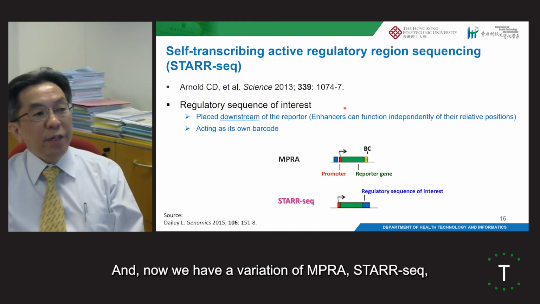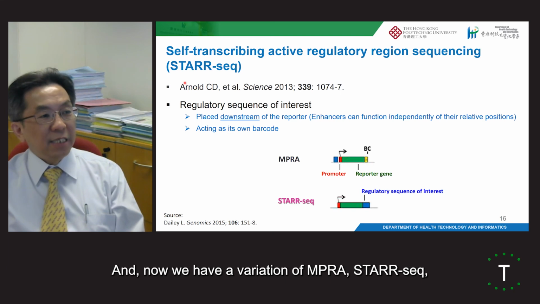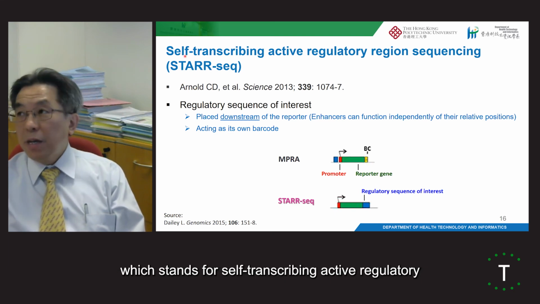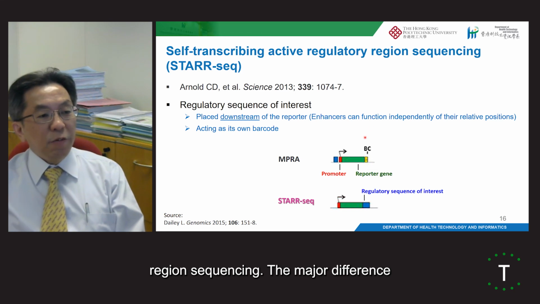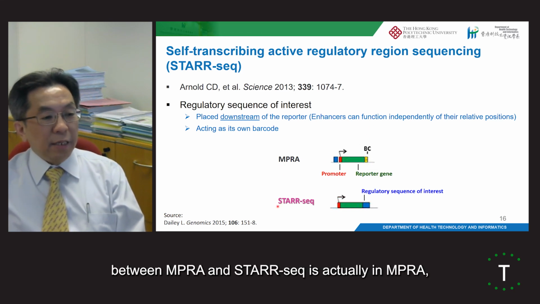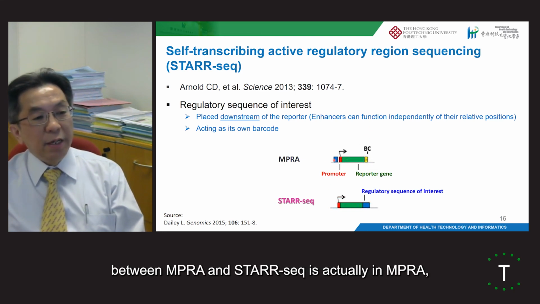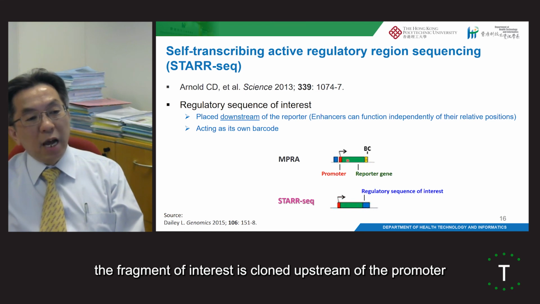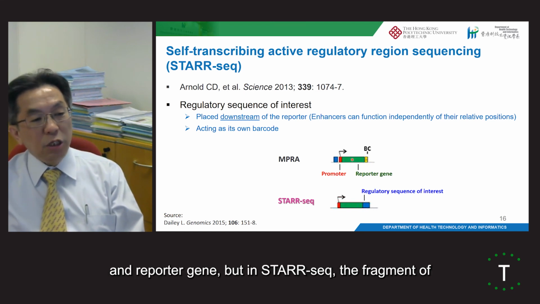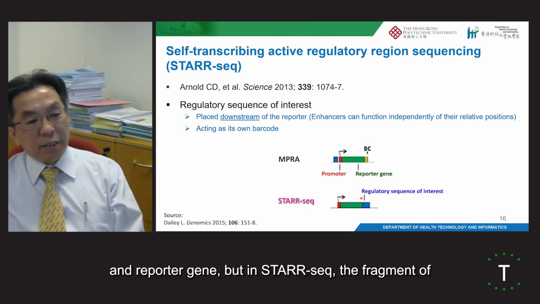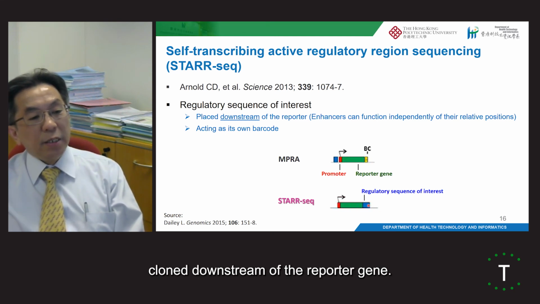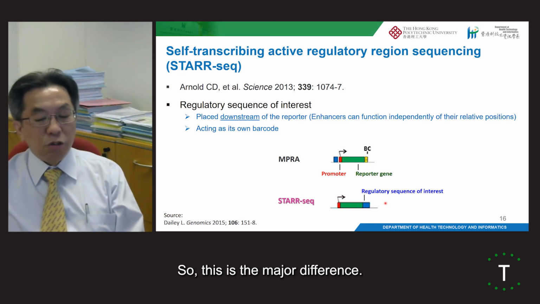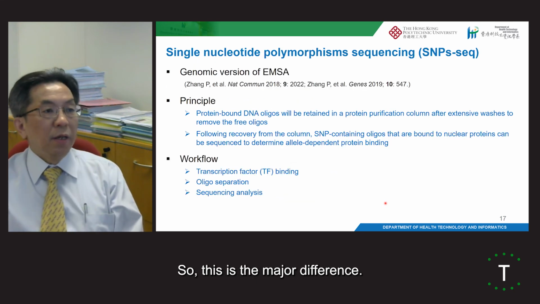Another variation of MPRA is STARR-seq, which stands for self-transcribing active regulatory region sequencing. The major difference between MPRA and STARR-seq is that in MPRA, the fragment of interest is cloned upstream of the promoter and the reporter gene. But in STARR-seq, the fragment of interest, and hence the barcode, is cloned downstream of the reporter gene. So this is the major difference.